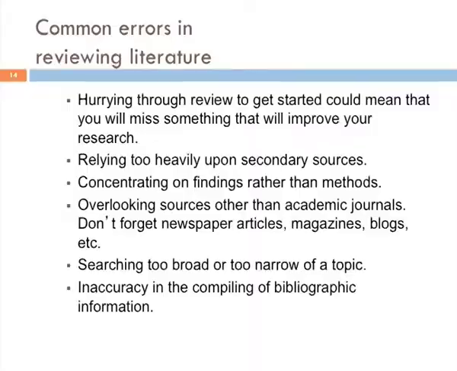Overlooking sources other than academic journals: do not forget to also see newspaper articles, magazines, blogs. Sometimes you get very latest information through this, but having said that, you try to look first at the academic journals, which will be latest, then books, then all these things. And searching too broad or too narrow a topic, that is also there. You need to maintain the balance. Another error is inaccuracy in compiling bibliographic information and also in summarizing the findings.